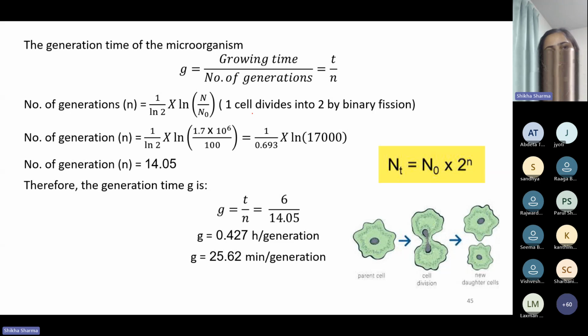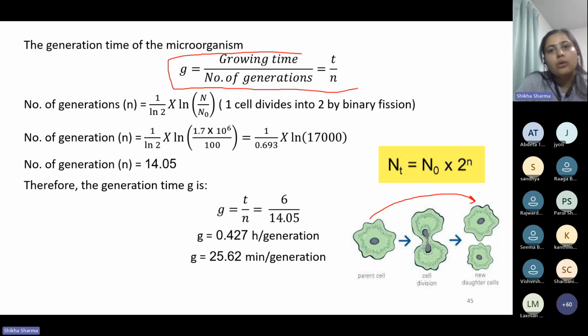In the microorganism, the parent cell undergoes binary fission and multiplies: first one is converted into two new daughter cells, and then two convert into four, and so on. So for calculating the generation time, we use this formula: G, the generation time, is equal to growing time divided by the number of generations. The growing time is given as 6 hours in the question, but we don't know n, the number of generations.